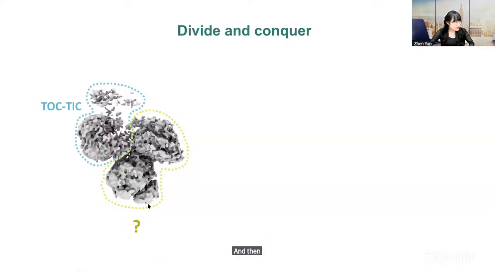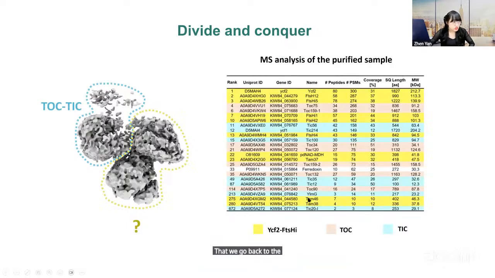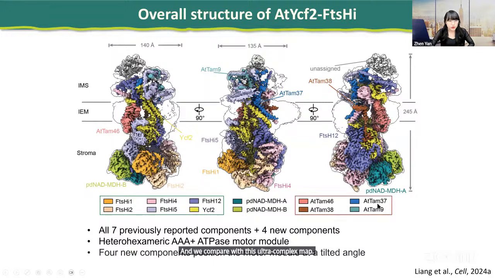And then, what's the other part? The motor part, what protein constitutes this part? Then we go back to the purification result of this ultra complex. Since the components of the YSF2 FTSHI complex have a very high rank, we want to solve the structure of this complex and compare it with this ultra complex map. Then we purified the native endogenous YSF2 FTSHI complex and solved its structure.